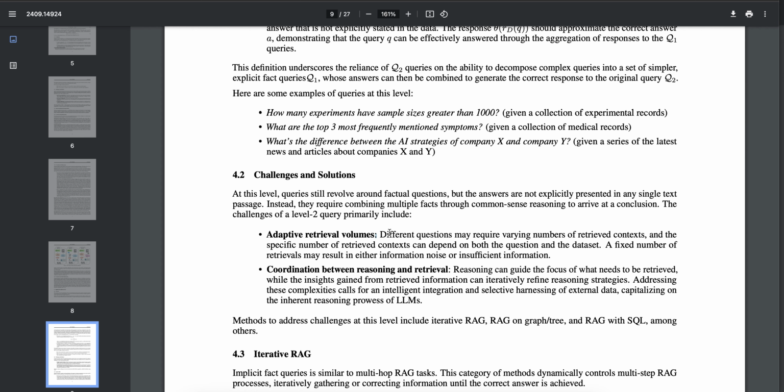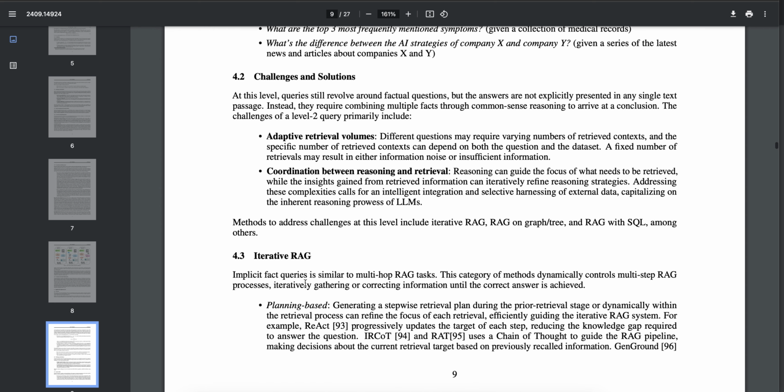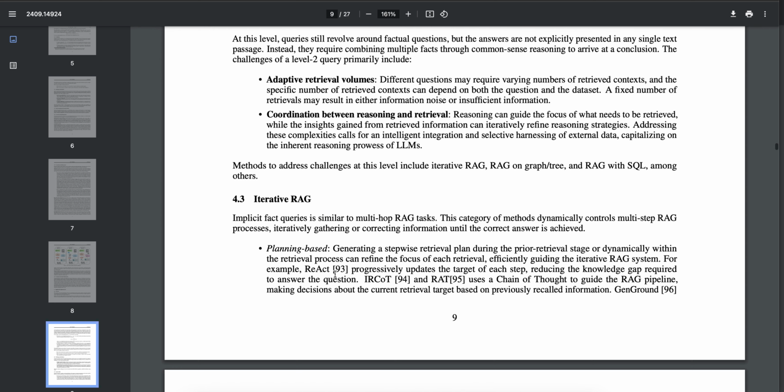So you can have adaptive retrieval volumes. You can coordinate interaction between reasoning and retrieval. So yeah, that you can do. For the solutions you can say iterative RAG, where you do planning based retrieval. So it is similar to the multi-hop RAG tasks we have discussed in previous videos. We have IRCoT, the chain of thoughts and everything we have.